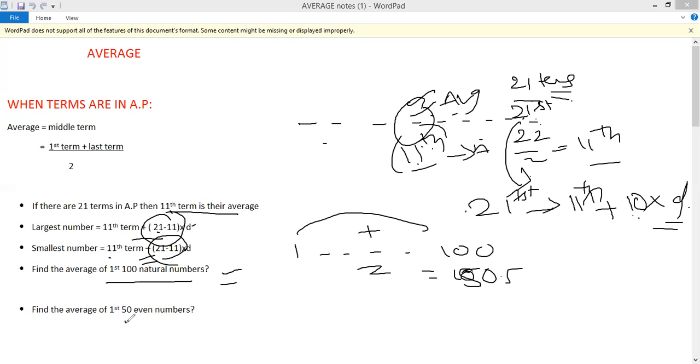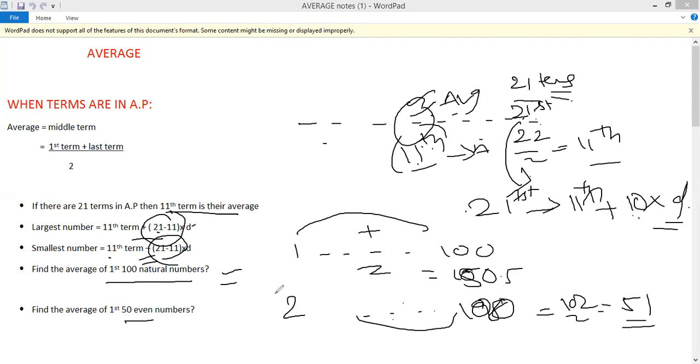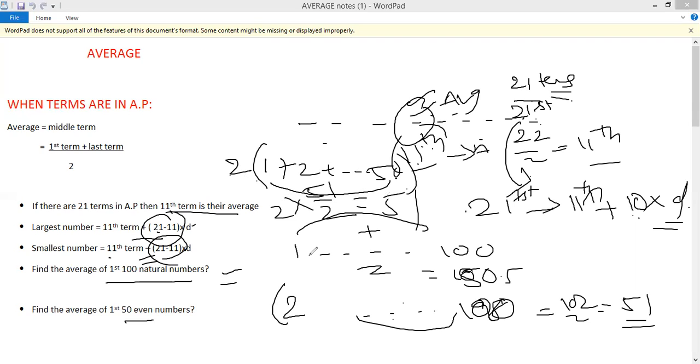Next, the average of the first 50 even numbers. The first even number is 2, and the 50th even number is 100. First plus last by 2 is 102 by 2, which is 51. Otherwise, if you know the even numbers are 2 times 1, 2, up to 50, the average of 1 to 50 is 1 plus 50 by 2, which is 51 by 2, and multiplied by 2 gives 51.